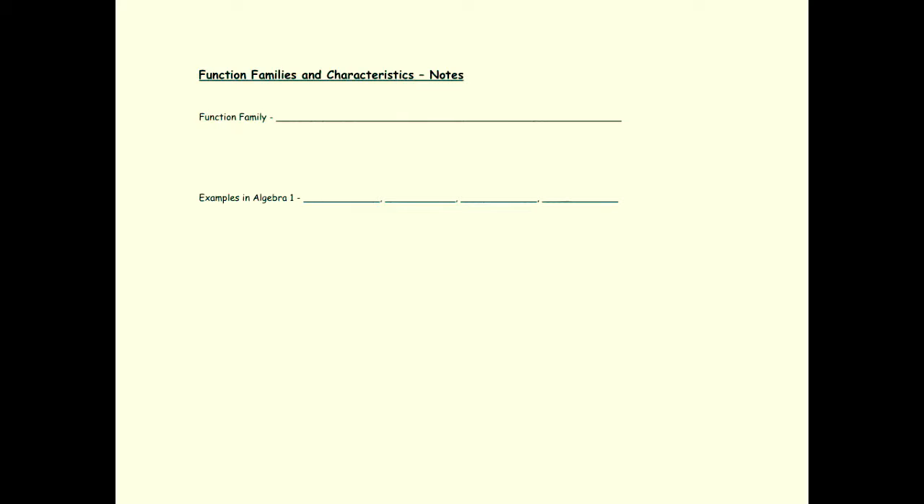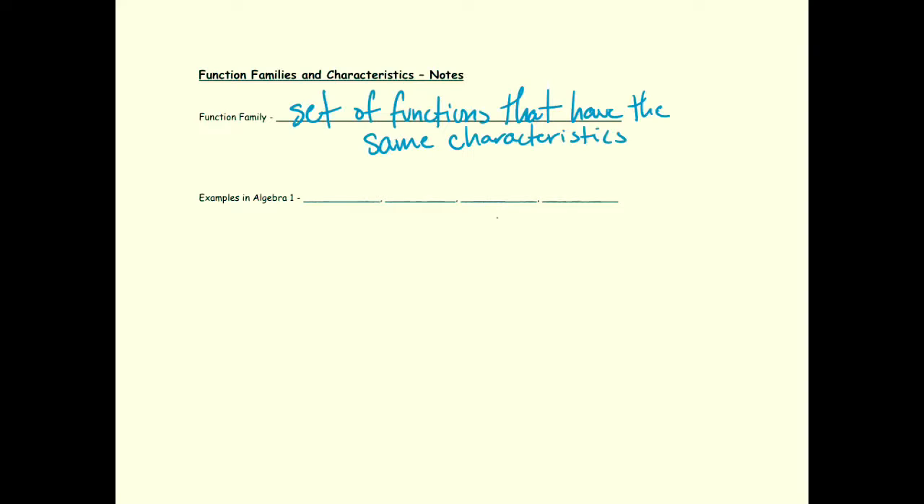Today's lesson is about function families and their characteristics. Now first, a function family is just a set of equations or functions that all have the same characteristics. In this class, we're going to learn about 4 different functions.